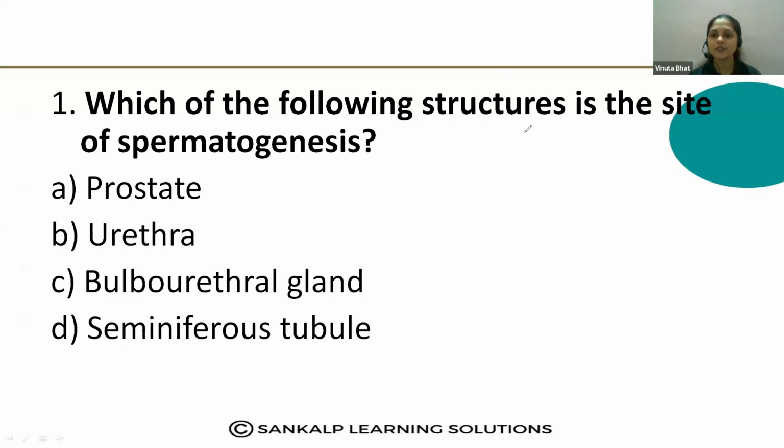Which of the following structures is the site of spermatogenesis? Option A, prostate gland; urethra; bulbourethral gland; and seminiferous tubule. Write down the answer.